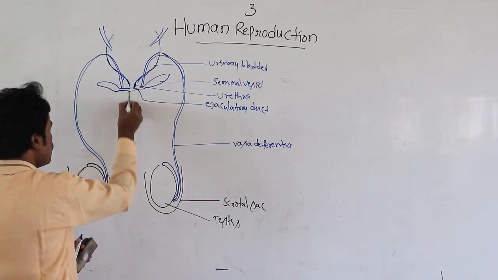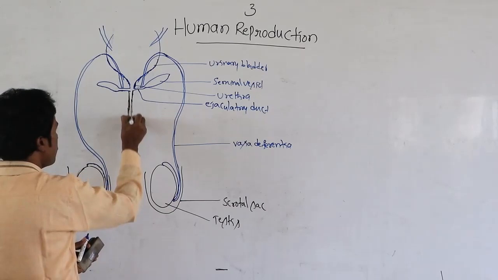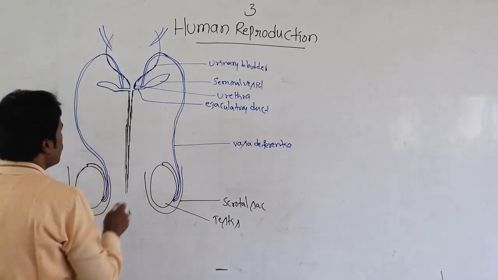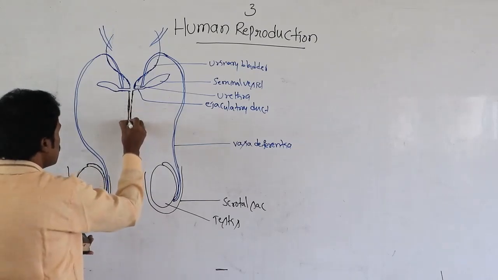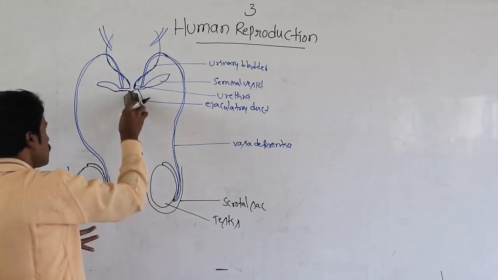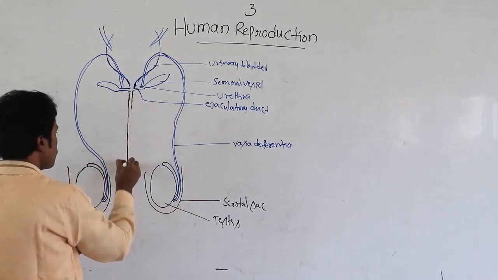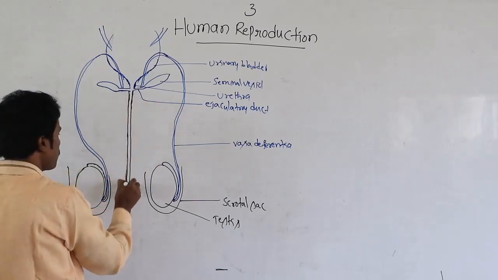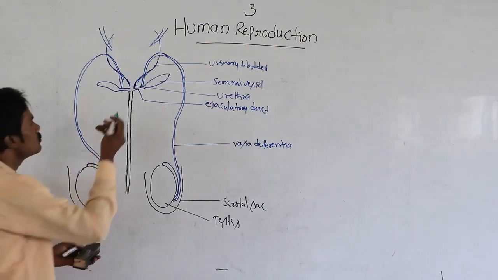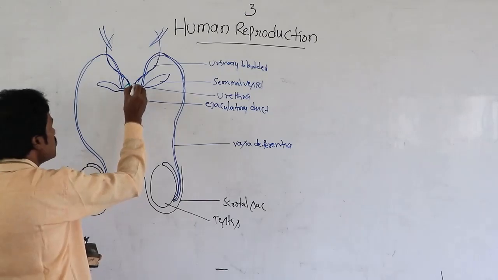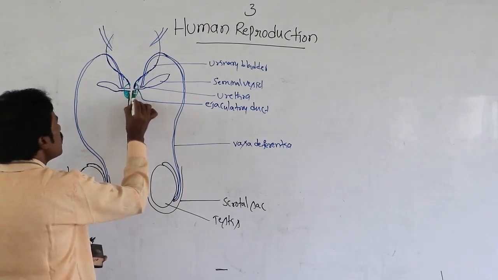This is what we call the membranous urethra. Wherever the membranous urethra is, you observe here a specific area, the one in green color. Wherever it is present in green, that we call the prostate gland.